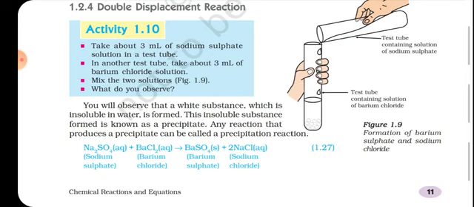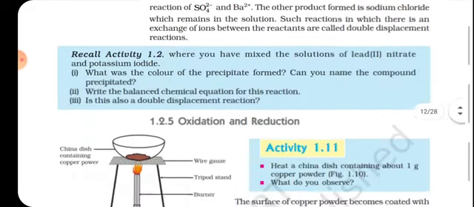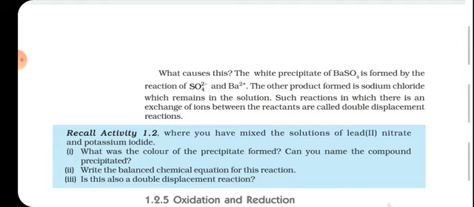So Na2SO4 plus BaCl2, you can see over here that sodium will take the place of barium and barium will take the place of sodium. So what happens? Na2SO4 plus BaCl2 will give you BaSO4 plus 2NaCl. The sodium and chloride will get mixed up and form a salt, that is 2NaCl. And instead of sodium sulfate, now we will be having barium sulfate. So this is known as double displacement reaction.